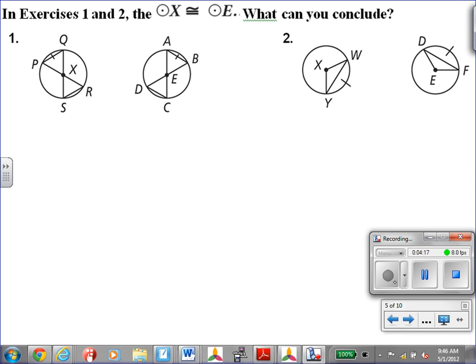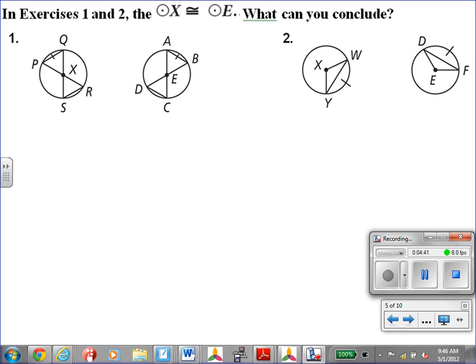All right, in exercises 1 and 2 here, they tell you that the two circles are congruent, and you need to tell what we can conclude. There should be a lot of stuff that we can conclude. We'll name a few things. We don't need to say stuff like PQ and AB are congruent because we can see that it's given. But what are some things that you can tell me, one thing at a time? Go ahead, Jordan.